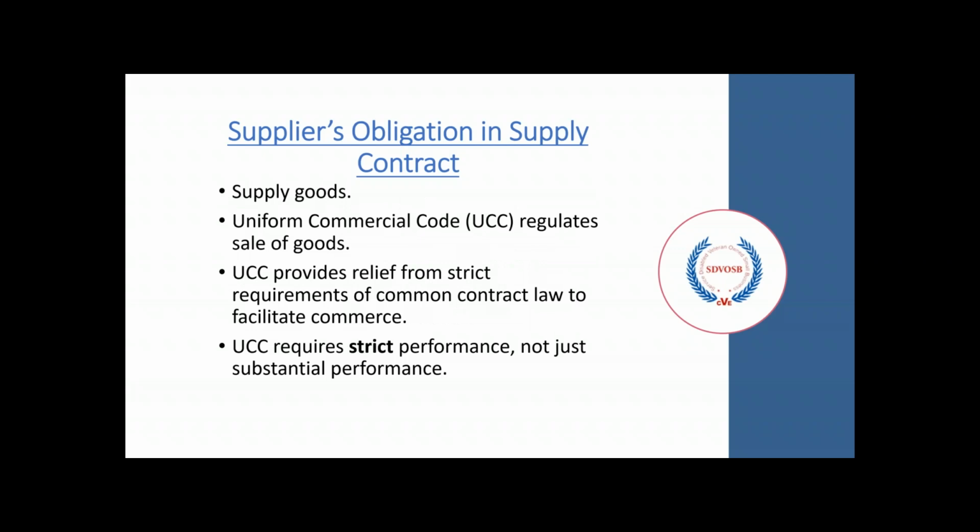The obligation of the supplier is ultimately to supply goods. They are paid to make sure materials arrive according to spec and according to time constraints. There is a Uniform Commercial Code that regulates the sale of goods across the states. It provides relief from strict requirements of common contract law to facilitate commerce.